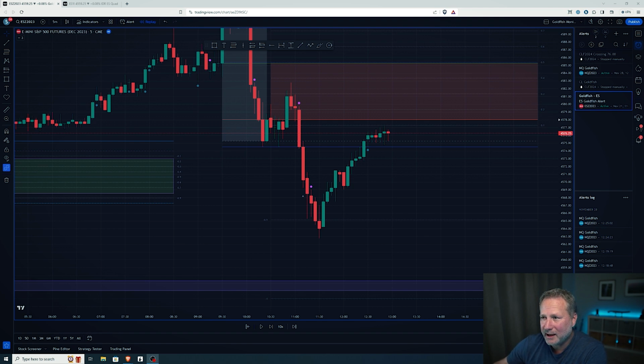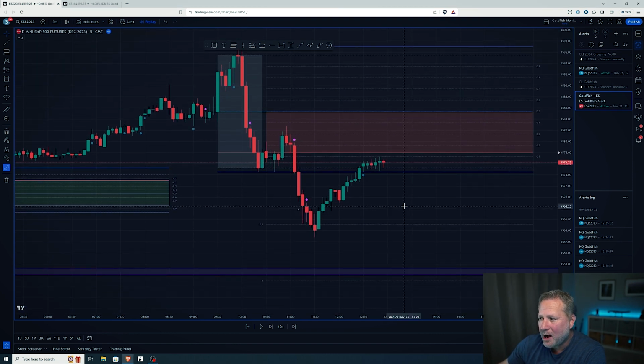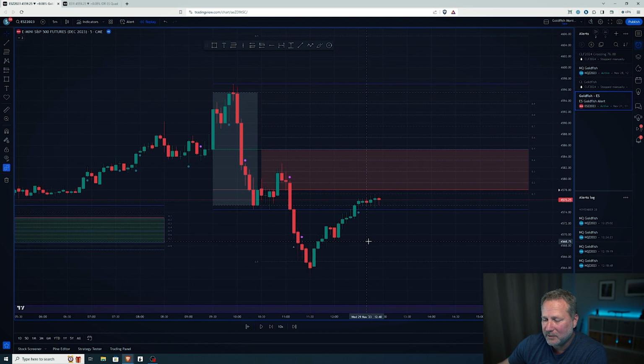So what we're looking at here is the E-mini S&P. This is Wednesday, November 29th. This is the box or goldfish setup that I'm teaching in my workshop in December. And what I'm looking for is usually a breach of this box that I have on my chart. And I actually have an alert set up.